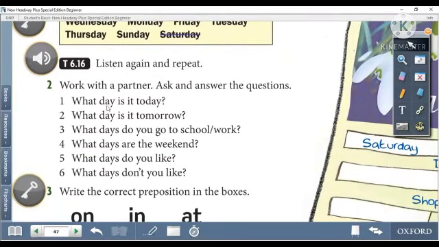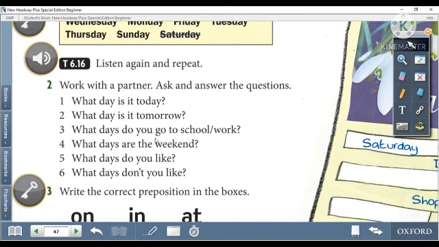طيب if we have we need to look. We have here what day is it today؟ لو أنا سألتك قلت لك what day is it today؟ بالنسبة لي today is Saturday. Okay, so what day is it tomorrow? Tomorrow is Sunday. What days do you go to school or what days do you go to work?